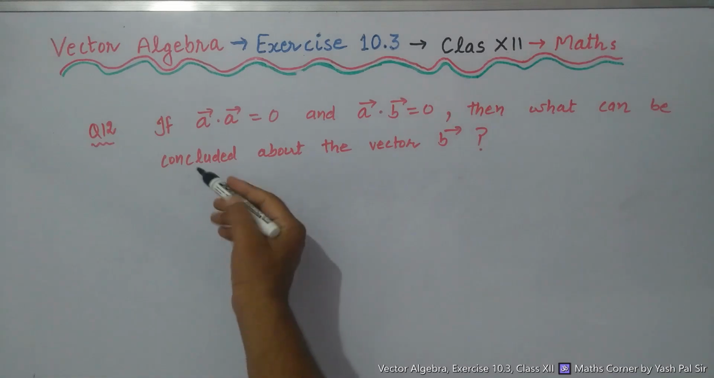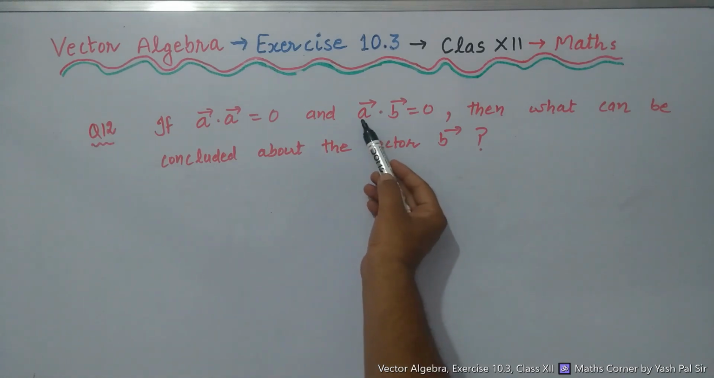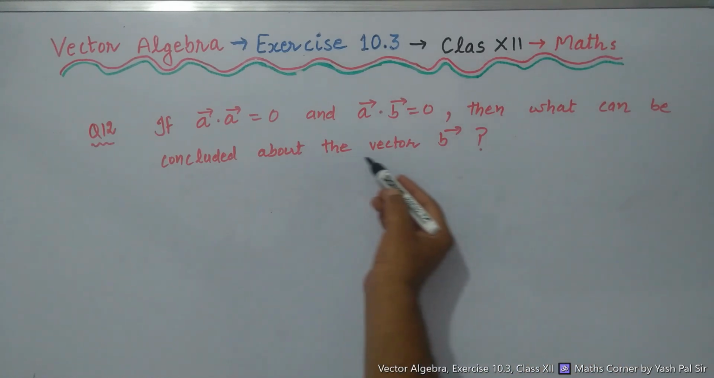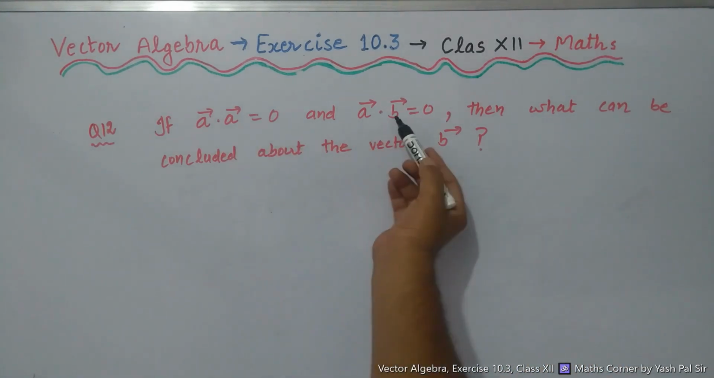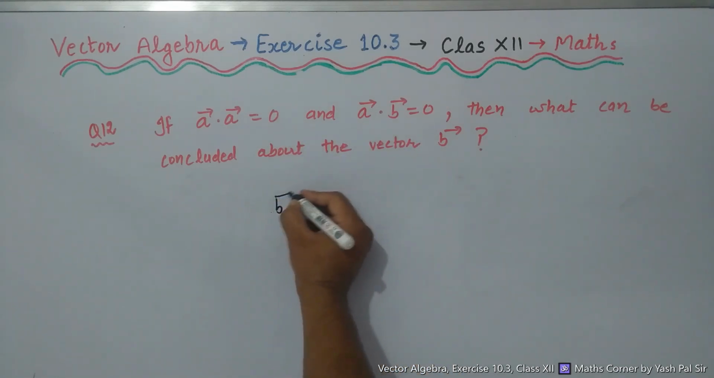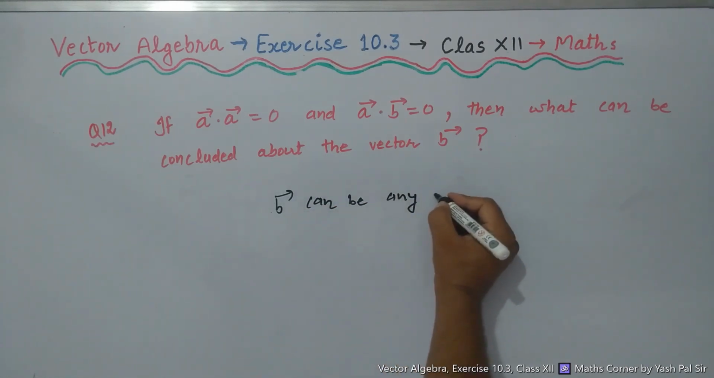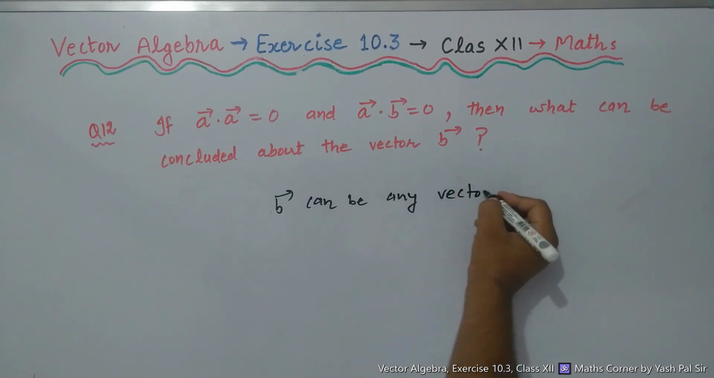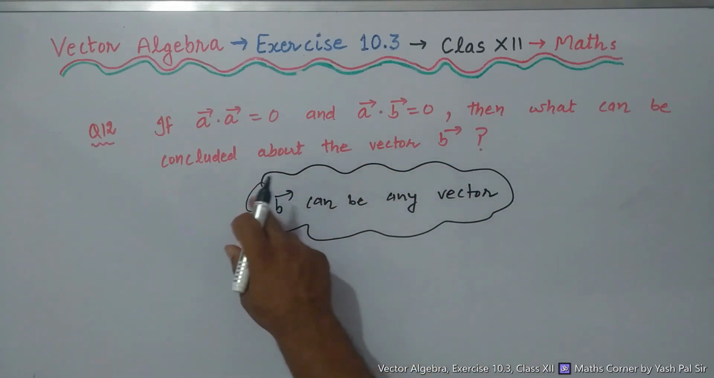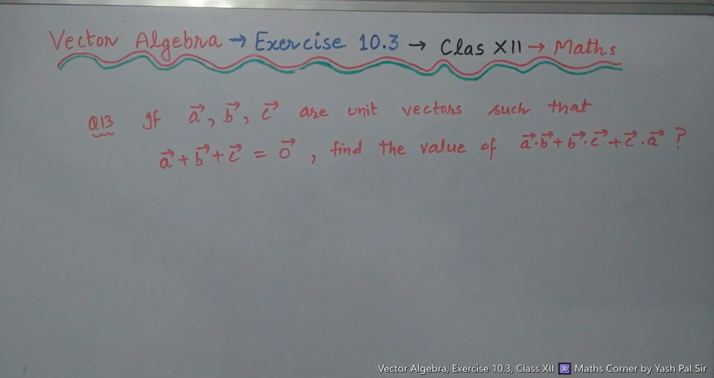Next question, question number 12. If A vector dot A vector is equal to 0 and A dot vector B is also equal to 0, then what can be concluded about the vector B? So here nothing is to do with vector B, so we can say that vector B can be any vector. So this is the conclusion, vector B can be any vector, there is no other conclusion, only this is what we can say.